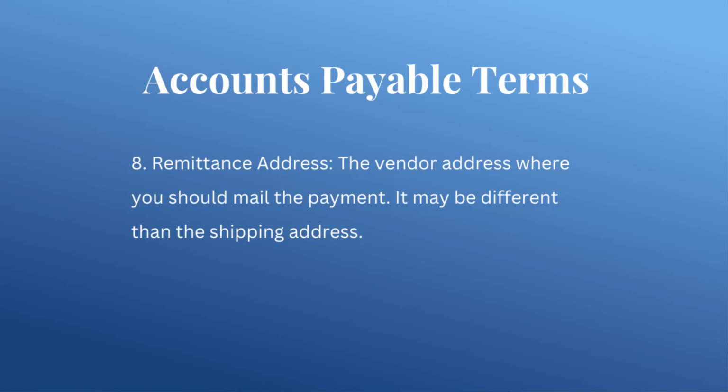Number 8, remittance address. Some vendors have different shipping and remittance addresses. Make sure the address that's entered into your AP system is the remittance address. That's where they want to receive payments. Sometimes the payment will get there either way, but it may end up being late if you don't use the address that they want you to, or it could not get there at all.